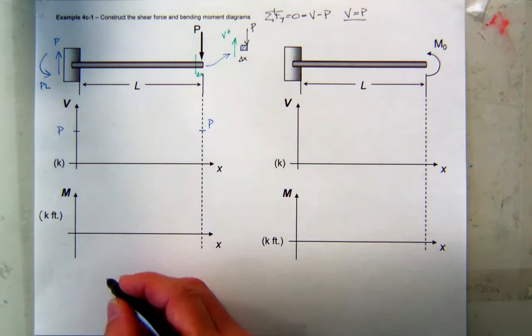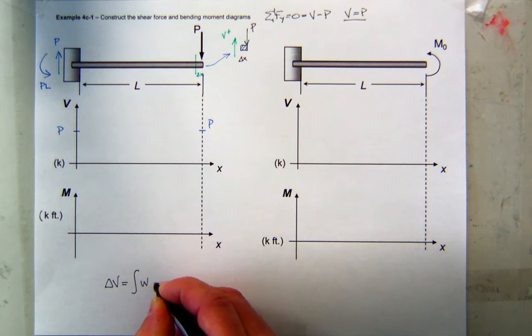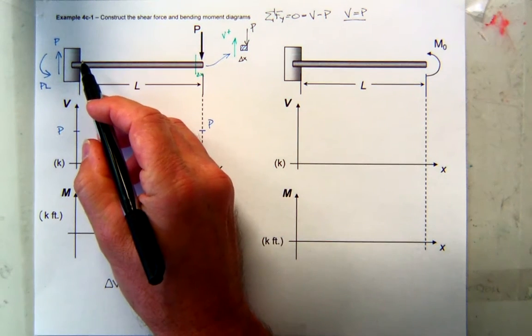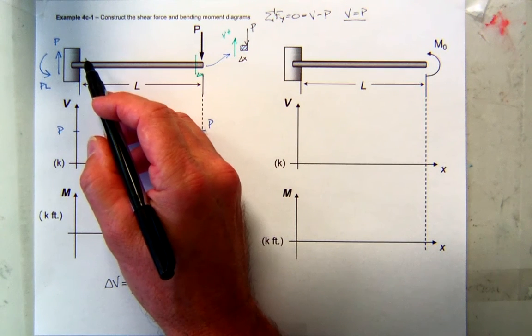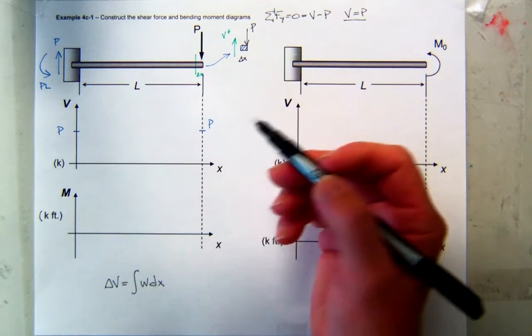Now, I know that the change in shear between any two points is the area under the load curve. What's the area of my load curve from the left to the right? Zero. So there's no change. So if I start at positive P, add nothing to it, I get positive P. That matches.